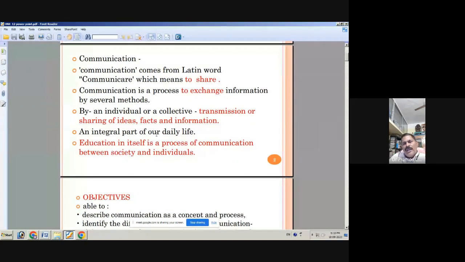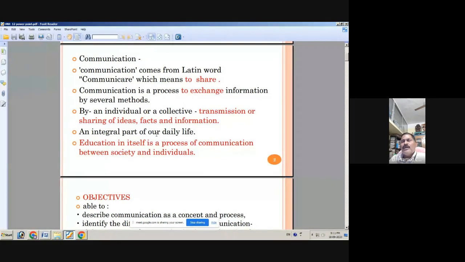So we can exchange ideas with a particular individual, or we can communicate our ideas in a collective process. So definitely communication is nothing but transmission or sharing of ideas, facts and information. It is an integral part of our daily life. Each and every day we are communicating our ideas to others. Always we are talking with our friends and relatives, and we are communicating our ideas.